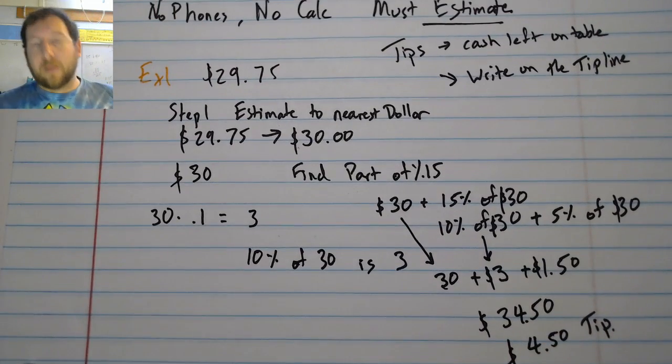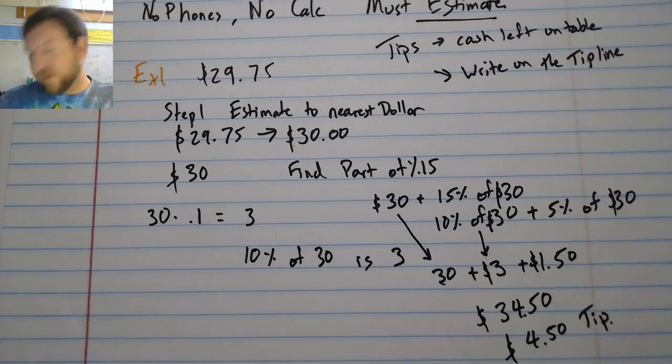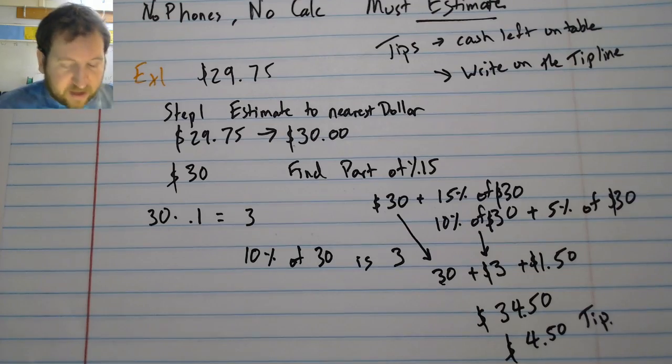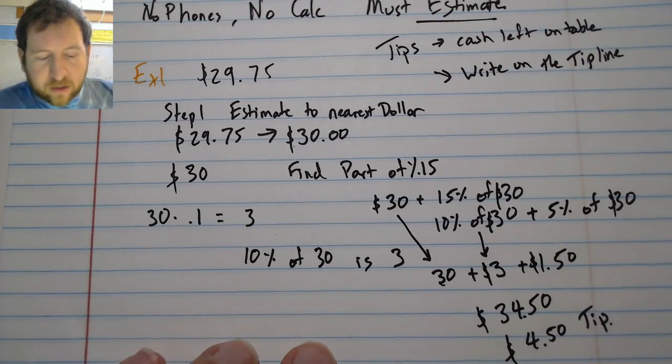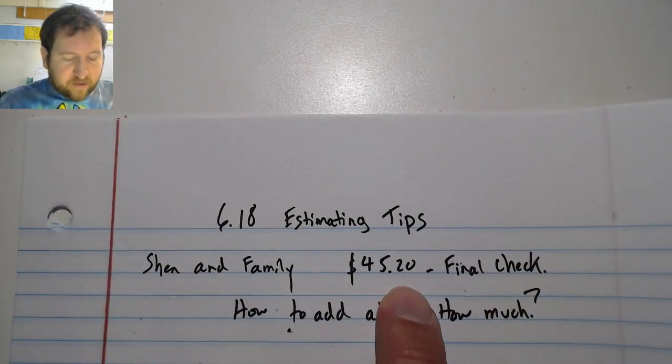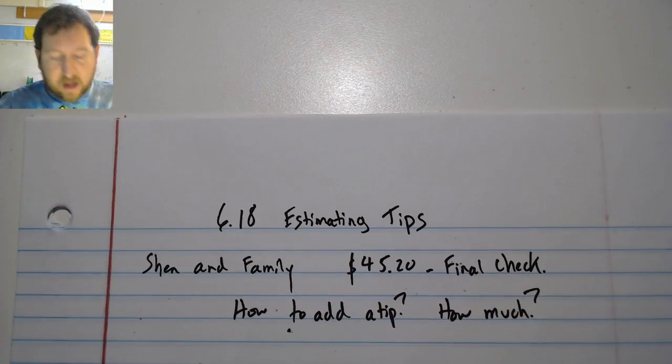Now, I'm going to do this a couple more times if I went a little fast, and hopefully this will make sense when you see it the second time. Let's return again to Shen and his family, and we're going to look at that $45.20.